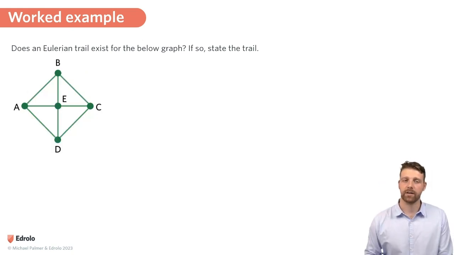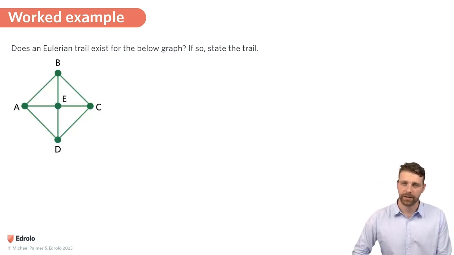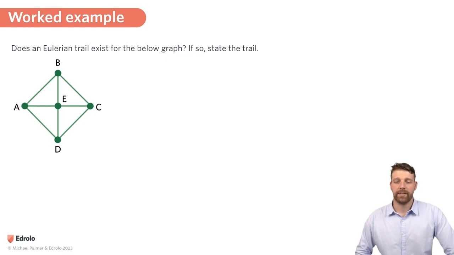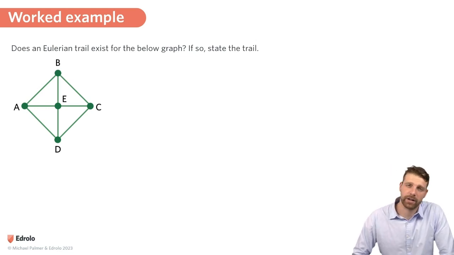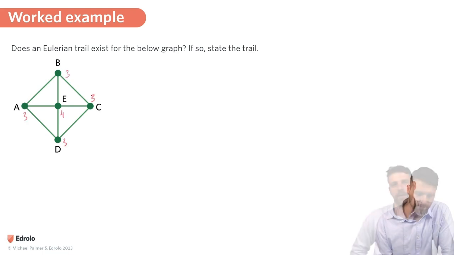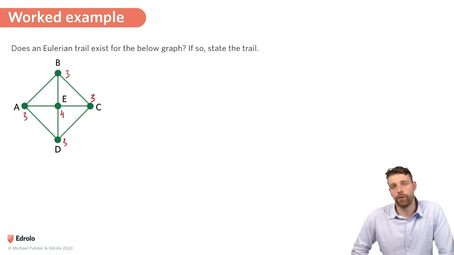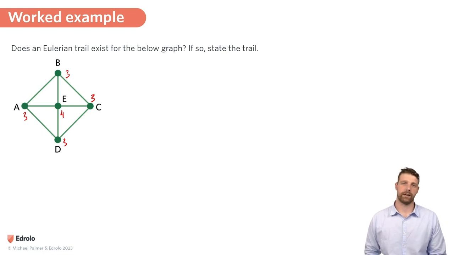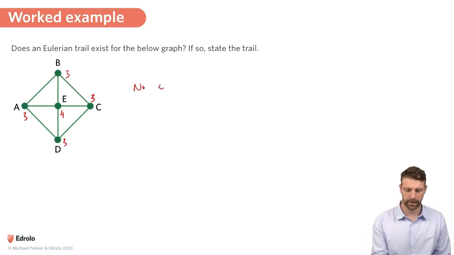Okay, another question. Does an Eulerian trail exist for the graph below? If so, state the trail. Okay, in this case, I think it probably doesn't work out, and we're going to show why. So let's count the vertex degrees. There they are. I've got 4 vertices with an odd degree and 1 with an even degree. So I know that for an Eulerian trail to exist, I need exactly 2 vertices with odd degree. And so no Eulerian trail is possible.